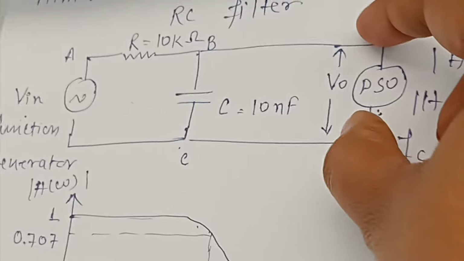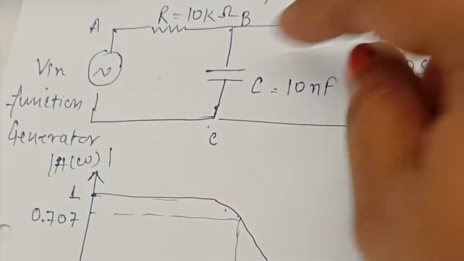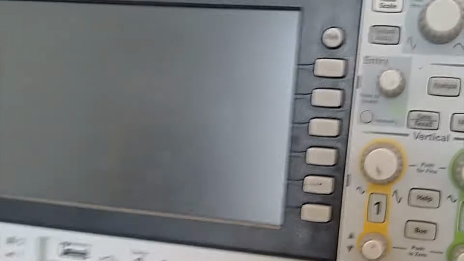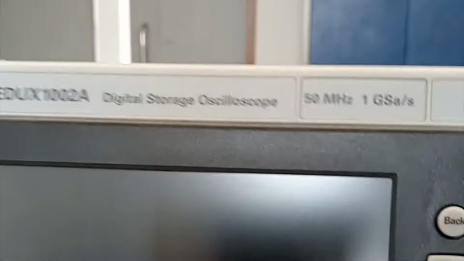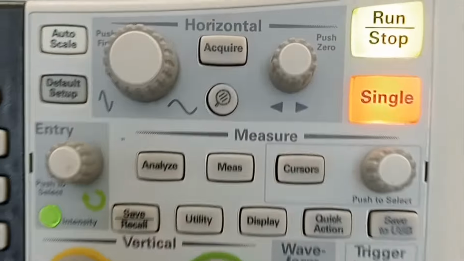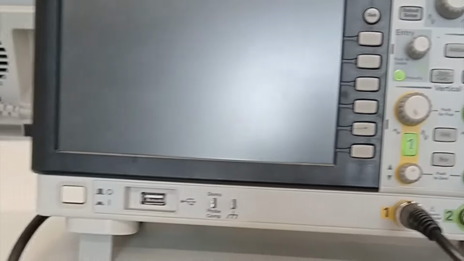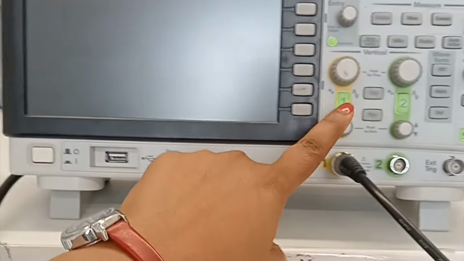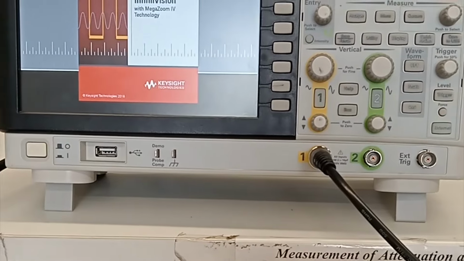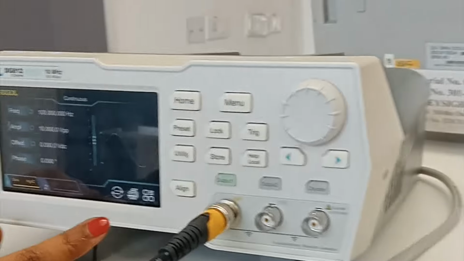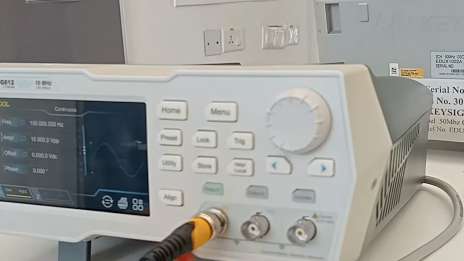Now I will take the output across the capacitor. So I have to connect the output, means DSO, across B and C. So this instrument is DSO. Let me just switch it on. Here in this DSO, there are two channels, channel 1 and channel 2. I can use any one of these channels. Also in this function generator, there were two channels. We can use any one of these channels.